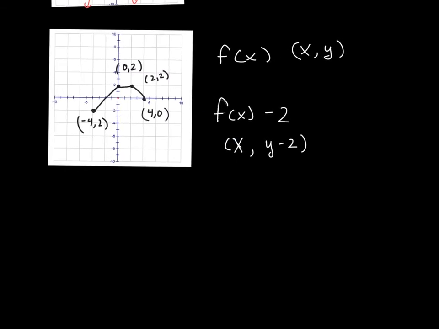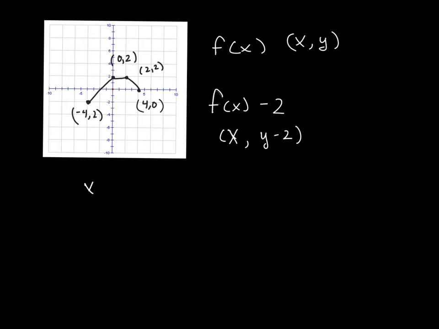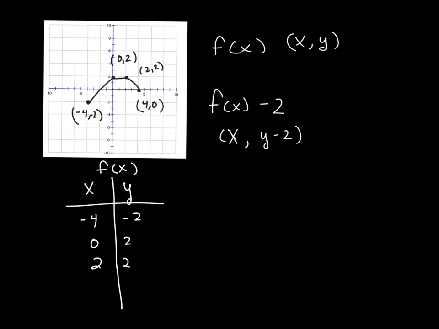So we're going to build a little chart for this. This is my x value. This is my y value for the function that I have above in the graph. Those points are, just to make sure I read that correctly, the first value is negative 4, negative 2. That's this point right here. The next point in the list is 0, 2. Then 2, 2. And finally 4, 0.